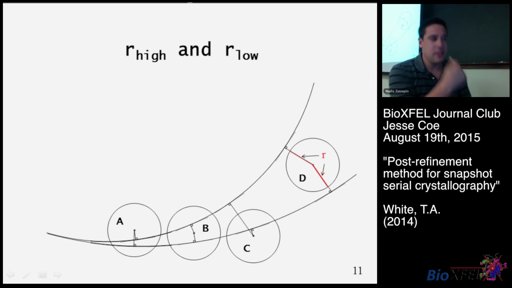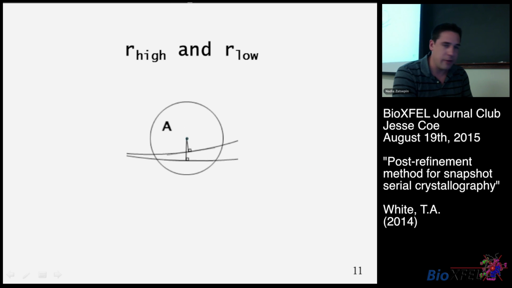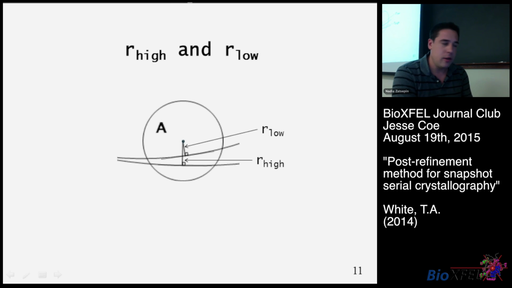A few other things he talks about within this are R high and R low, and these are essentially the radius from the middle of whatever sphere you are looking at to the edge of the resolution shells. So you've got a high resolution and a low resolution shell. To clarify, the low one is going to be the one with a smaller radius, because we can remember that the radius is proportional to 1 over the wavelength. So as we get a longer wavelength, we're going to have a smaller radius, and vice versa for high.